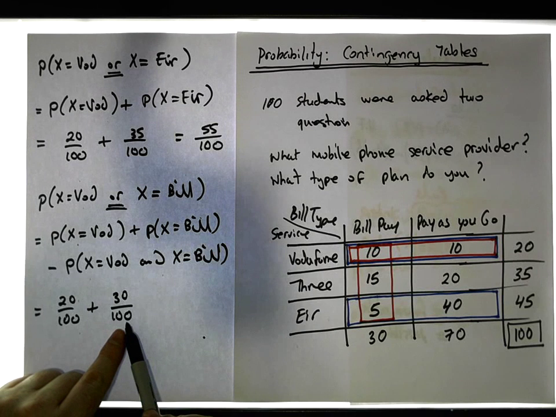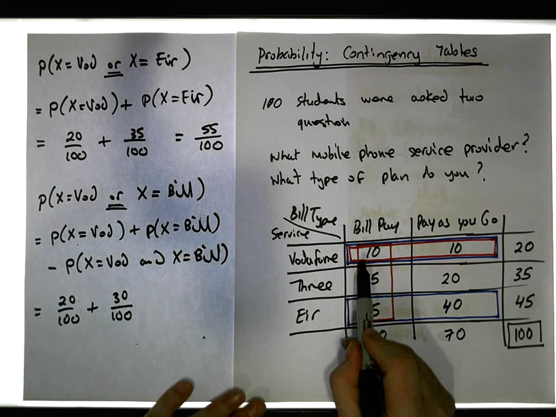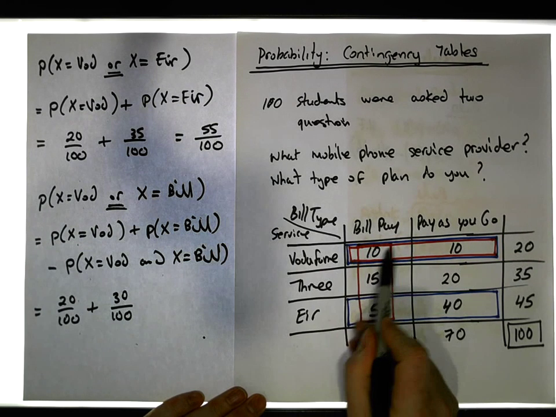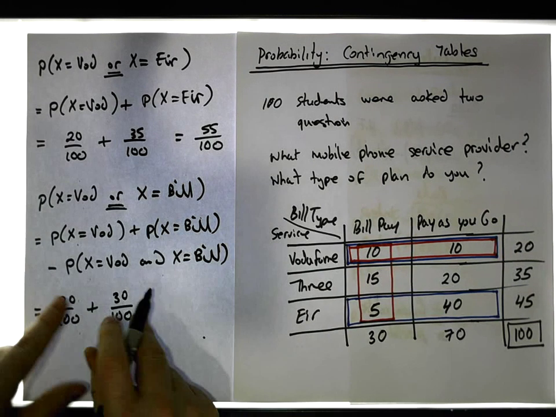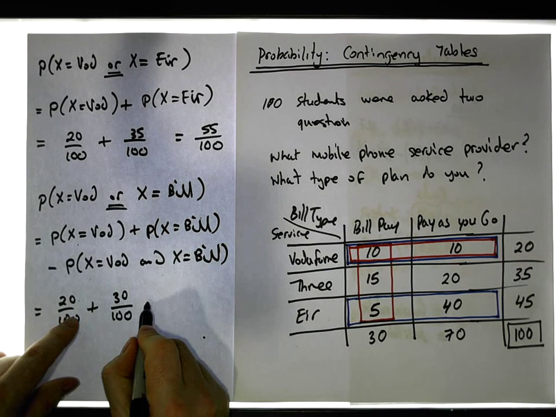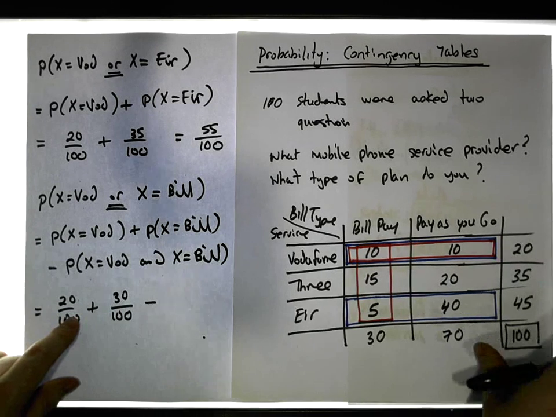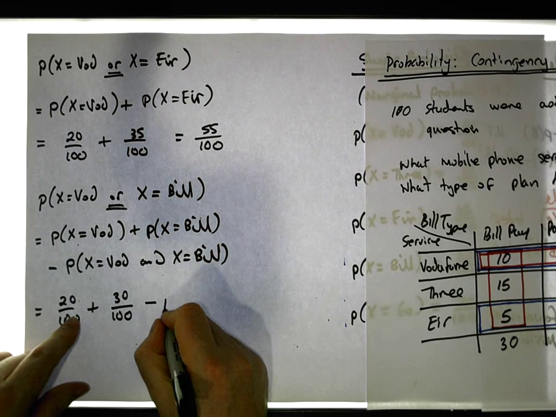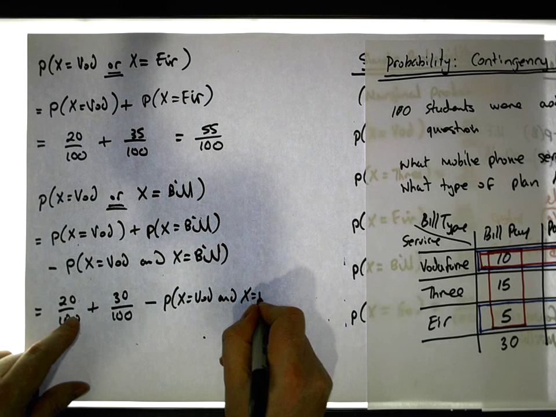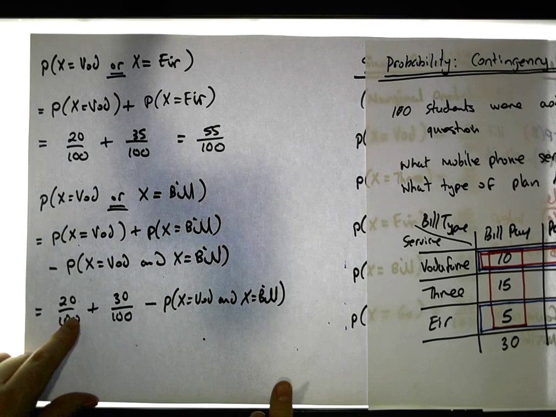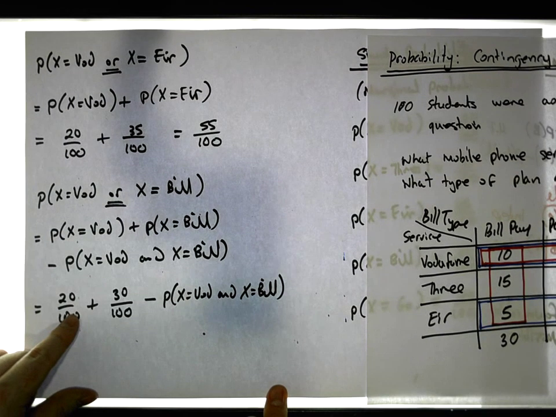Counted the bill pay collection. And these 10 people in here are Vodafone and bill pay customers. So actually this probability here, minus this probability here, and I'm just going to move this over, the probability that X is Vodafone and X is bill pay, we could calculate by directly going to the contingency table.